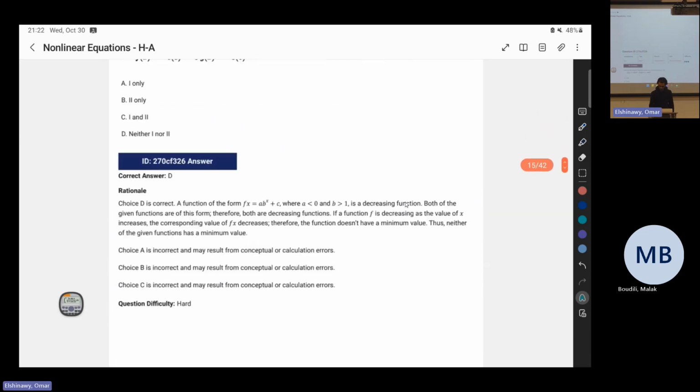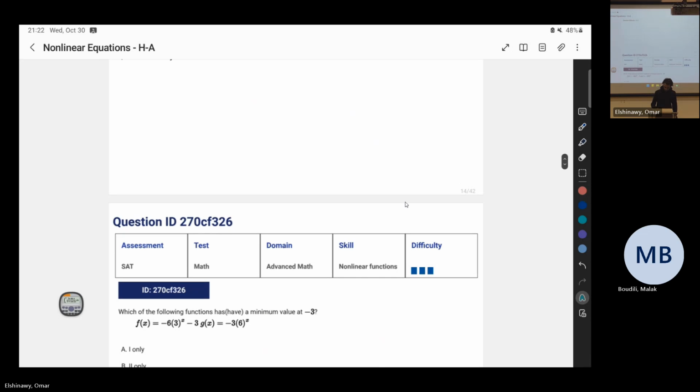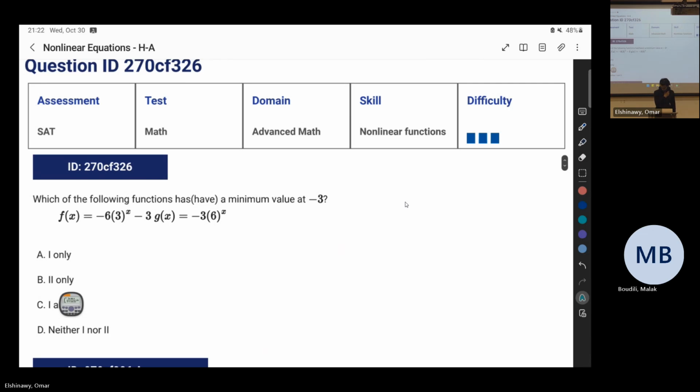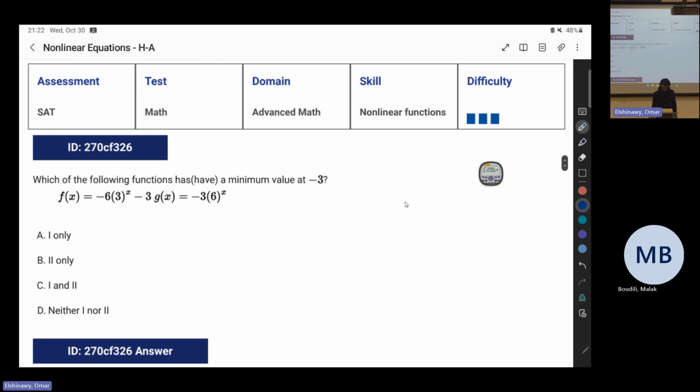So we have 42 questions in the hard section. This is an interesting question. F of x is equal to this, and g of x is minus 3, and g of x is equal to minus 3 6 to the x. What does an equation with x in the power look like?